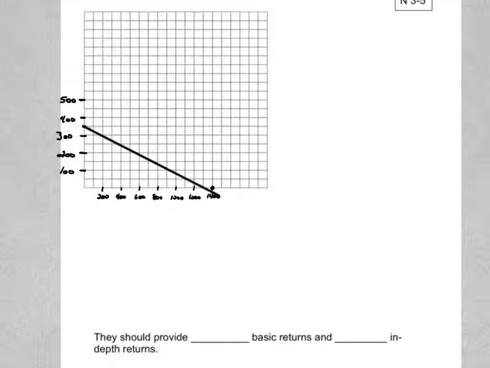We also have our second line, which has an x-intercept of 850. So that would be halfway between 8 and 9 right here. And it has a y-intercept of 425. So that's halfway between 4 and 450. Okay, and then we need to draw that line. Put that line on there.